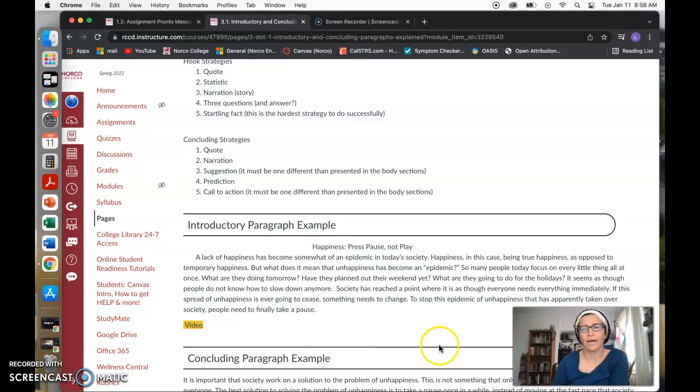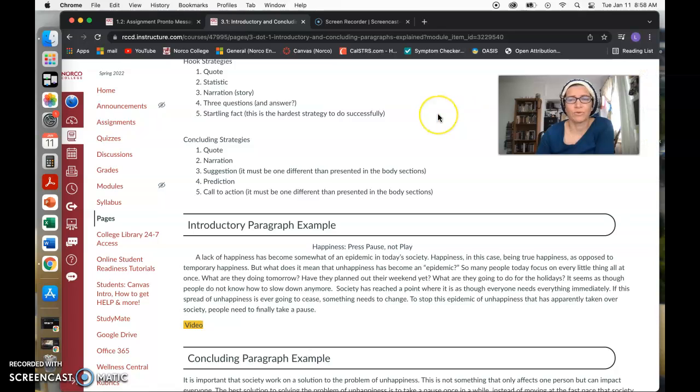And so I wanted to go ahead and provide some examples and to go over why they were good examples. So these are some student examples. So this one right here, this introductory paragraph, it says, happiness, press pause, not play. A lack of happiness has been somewhat of an epidemic in today's society. So the title is interesting and unique. That's good. The person has gone for the hook strategy of a startling fact.